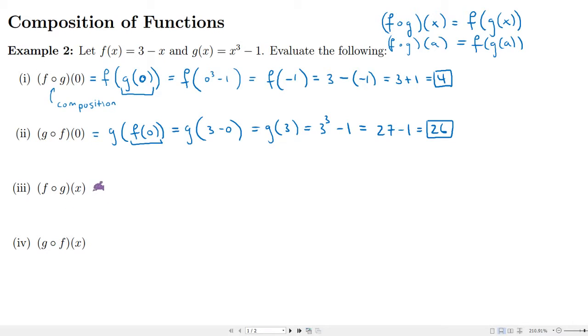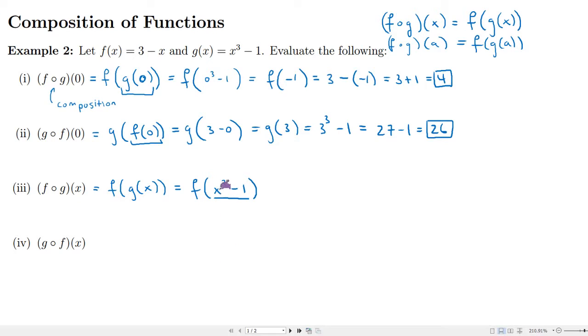Now let's write out what these functions actually are for a general x instead of just these zeros. Once we actually solve this, you could plug in 0 and see if it matches that output of 4. So what is f compose g? That would be f of g of x. Okay, so what is g of x? Well, g of x is right here. That's x cubed minus 1. And now that is our input.